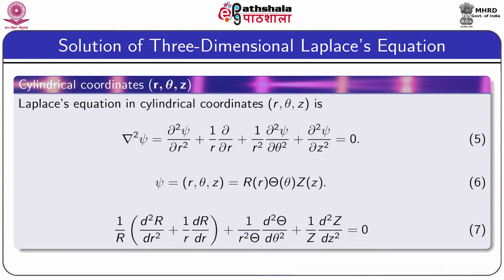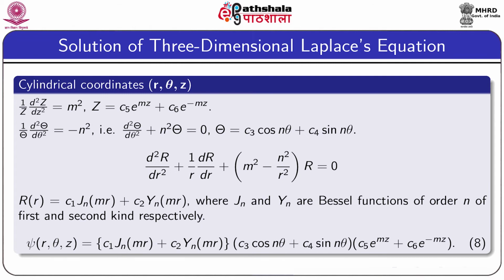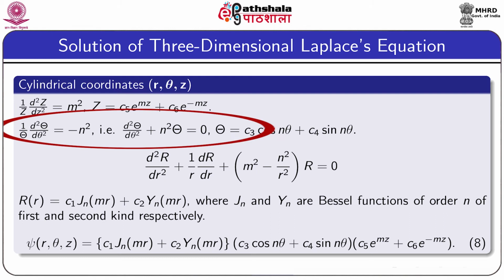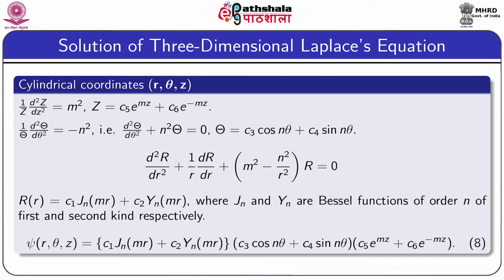From equation 7 we have already separated the variable z, but we need to separate the variables r and theta. For that purpose we assume (1/Θ) d²Θ/dθ² equals minus n². Here n² is another separation constant. So, the equation for Theta becomes d²Θ/dθ² plus n²Θ equals 0, and its solution is Θ equals C3 cos nθ plus C4 sin nθ, where C3 and C4 are constants.